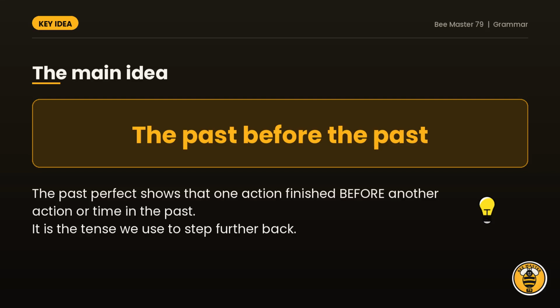Here is the main idea, and it is a simple one. The past perfect is the past before the past. It shows that one action was already finished before another action or time in the past. When you need to step further back in time, you use the past perfect.